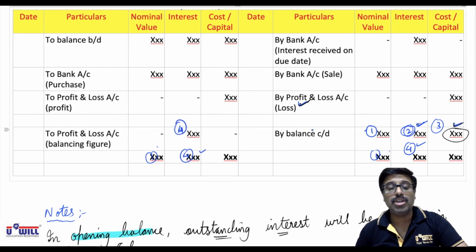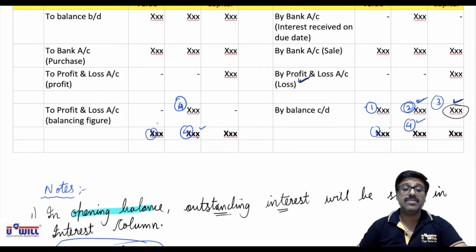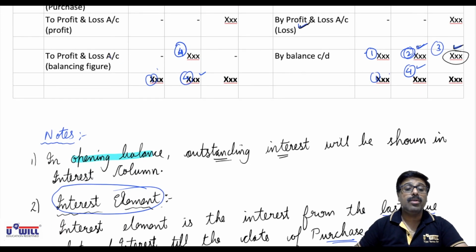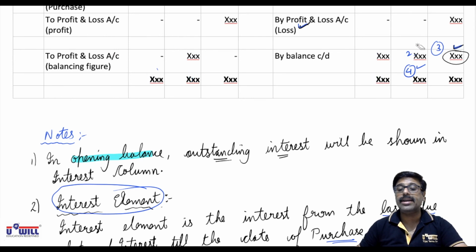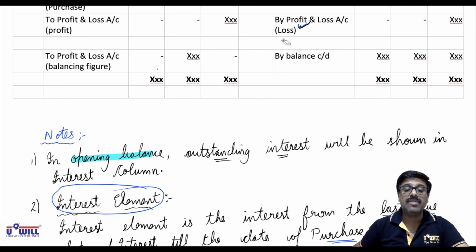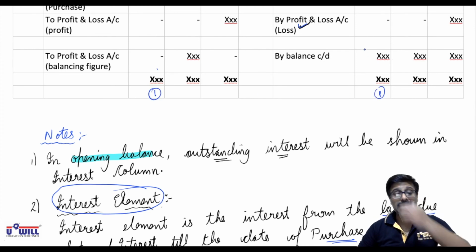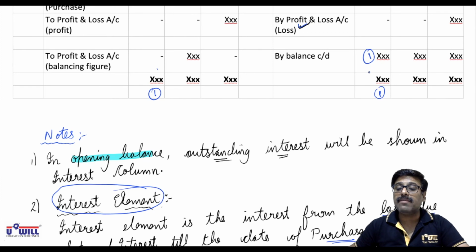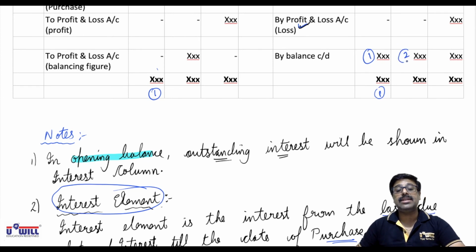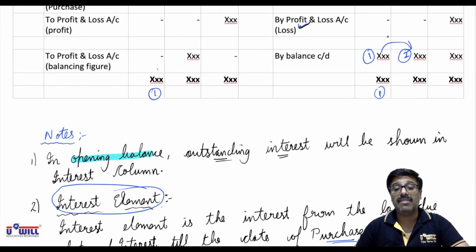With pencil, do these numberings. Once again I am explaining it, so with pencil you all can also write it down. Very first we will be doing the balancing of nominal value column simply by balance carried down. Second step we will record outstanding interest in interest column, which will be calculated on nominal value.